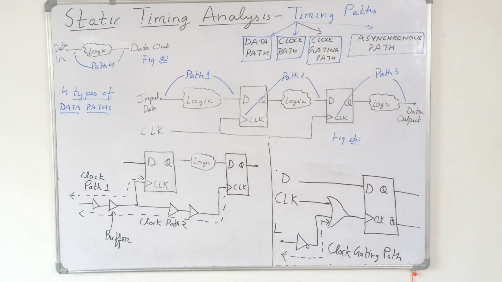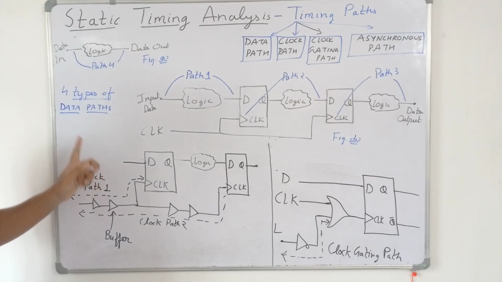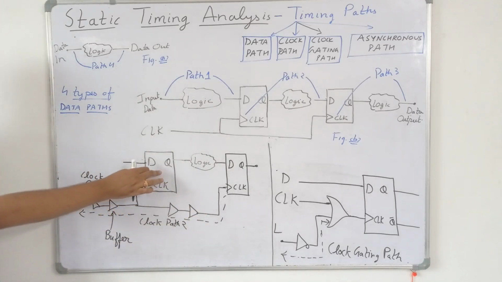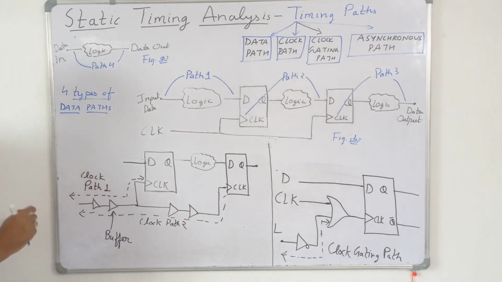Now for a clock path, the start point is the clock input port and the end point is the clock pin of the flip-flop. In a clock path, the start point is the input clock pin of the design and the end point is the clock pin of the flip-flop. So in this design you can see we have this flip-flop, which is called the launch flip-flop, and this is called the capture flip-flop. So two clock paths are here.